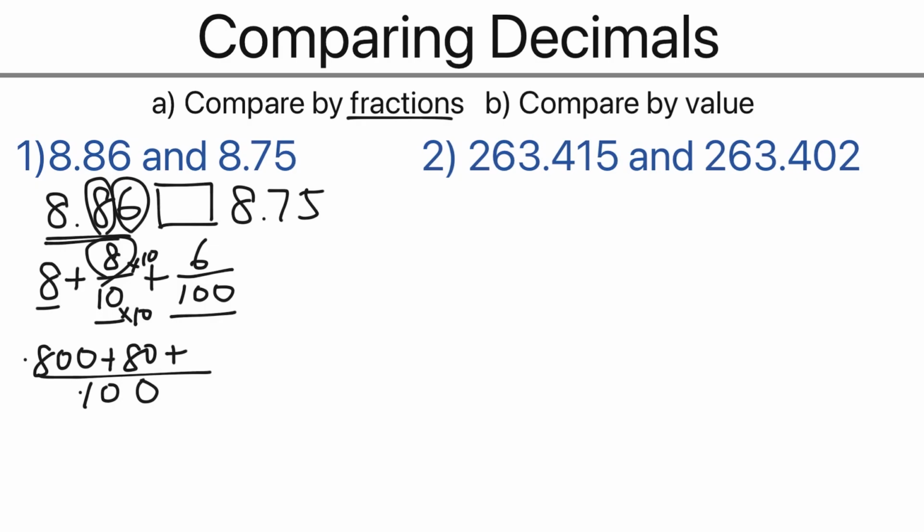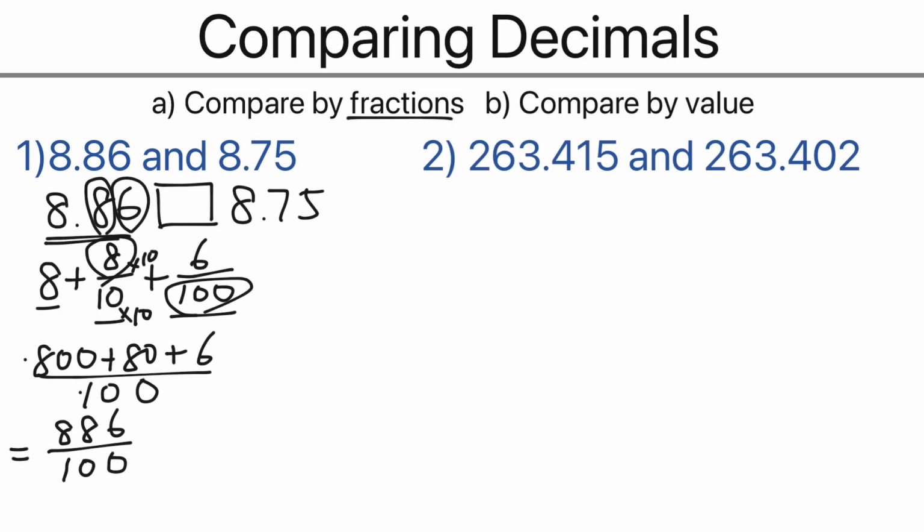And lastly, we have 6 over 100. So since the denominator is already 100, the 6 remains the same. It would just be 6 over 100. And after we add them together, we will have 886 over 100. That's an improper fraction.